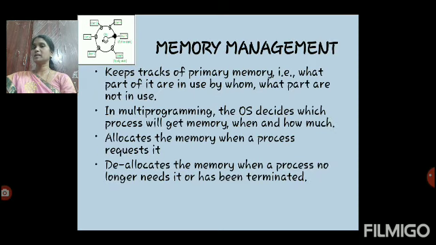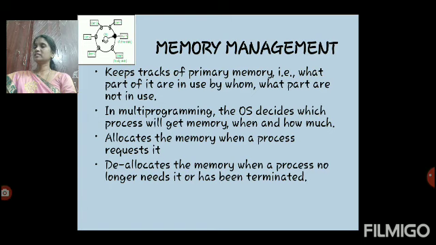First thing is memory management. In memory management, the operating system keeps track of the primary memory: which part is in use, by whom, how long it is registered, and which is not in use. All these things are monitored by the operating system. So in a multi-programming environment, the OS decides which process will get memory, when and also how much. This is the second task of memory management.